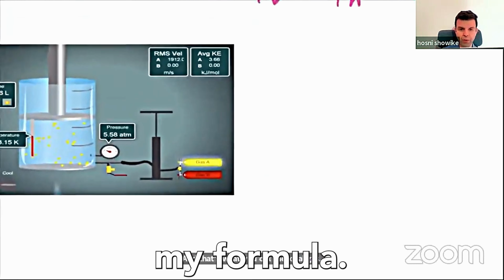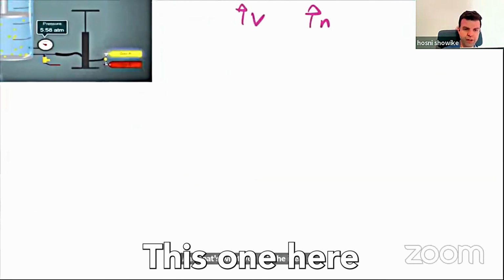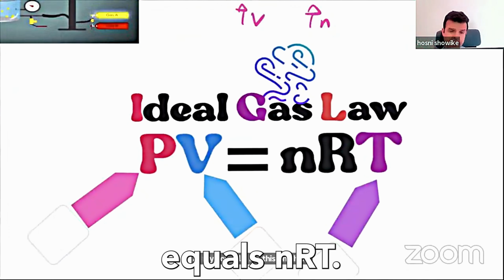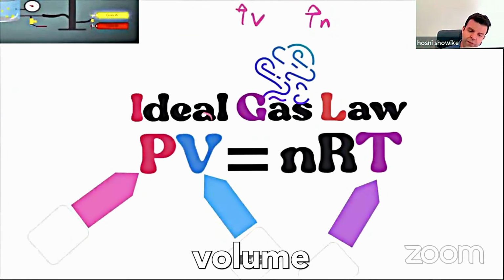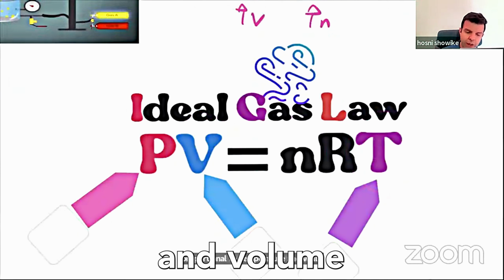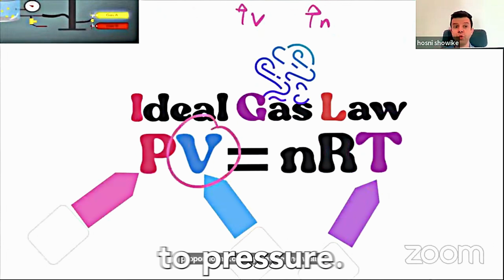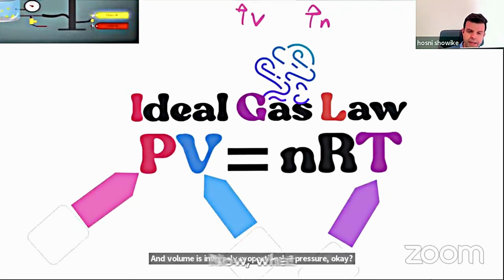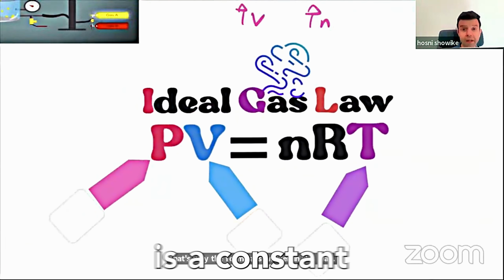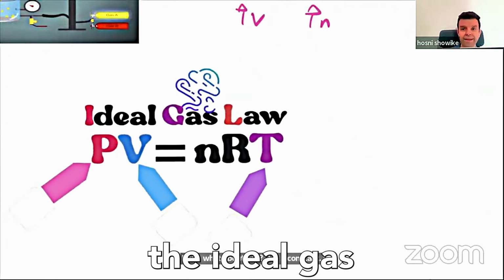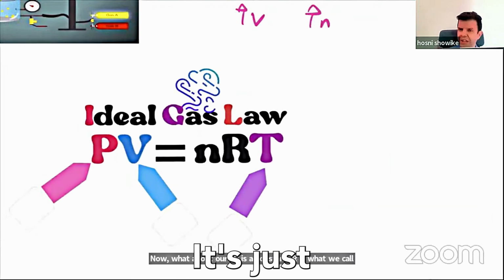So take a look at my formula. It's this one here. P times V equals nRT. Remember, volume is directly proportional to temperature and moles, and volume is inversely proportional to pressure, okay? That's why the formula is written in this way. Now, what about R? R is a constant. R is what we call the ideal gas constant. It's just like a fixed number.